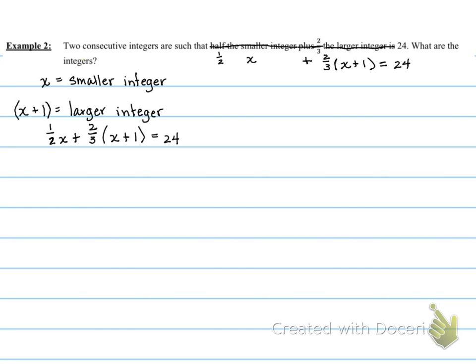What should we do next? It depends, but I would do the 2/3 times x plus 1. So you want to distribute next? Sure. So 1/2 x plus 2/3 x plus 2/3 equals 24. Now what?